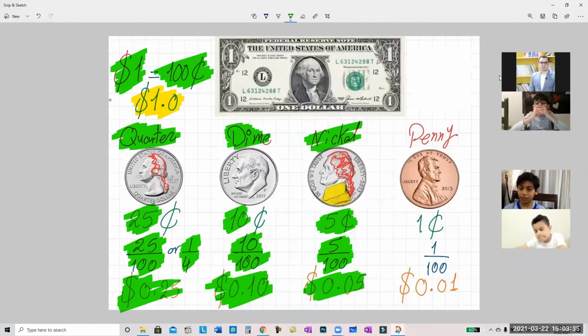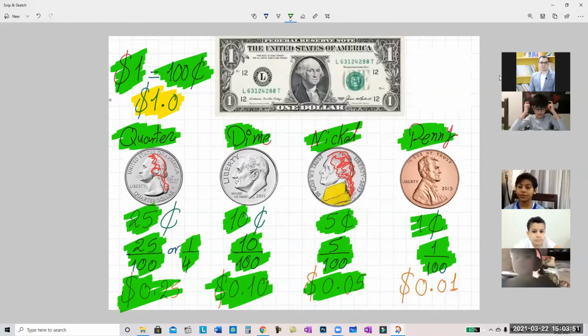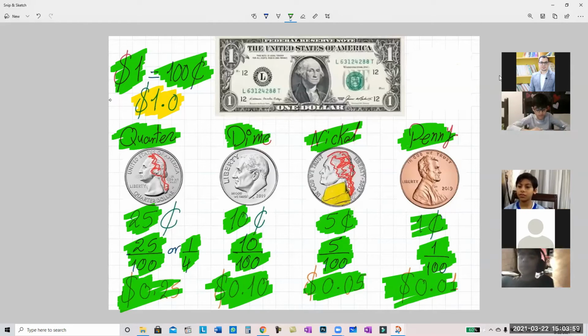And the last coin here is a penny. Penny means 1 cent. And if you want to write it in fraction form, 1 over 100, and in decimal form, as a part of a dollar, it will be 0.01 of a dollar. Okay, so it's so important to keep these coins in your mind, the shape of each coin, okay? Because I will ask you in the next page to give me the amount of money.